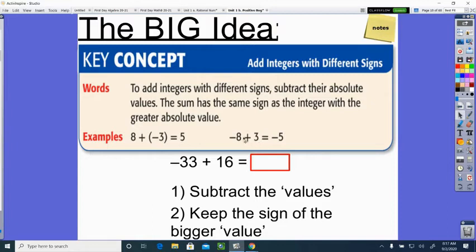Now over here, it's the same problem, except the negative is reversed. So we're still going to look at the absolute values. Take 8 minus 3, you're going to get 5. But this time, the negative 8 had more weight. It's negative, so your result is negative. So let's try this one. We're adding one of each. We're going to take the absolute value. We're going to look at 33, and this time we're subtracting 16. So 33 minus 16, that's going to be our answer. And is it positive or negative? Who is heavier? More weight to the negative 33, so your answer is negative, and it's negative 17.